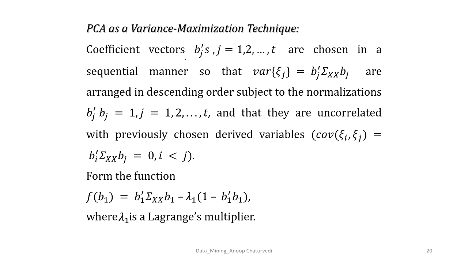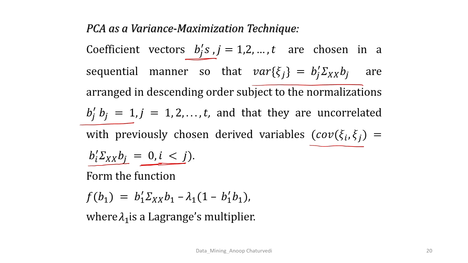So, these are the coefficient vectors Vj's, and we choose these coefficient vectors in a sequential manner, so that the variance of psi j is equal to b j transpose sigma x x b j. These are arranged in descending order subject to the normalization b j transpose b j is equal to 1, and they are uncorrelated with the previously chosen derived variables, that is the covariance between psi i and psi j is equal to b i transpose sigma x x b j, and this is 0 for all i less than j.